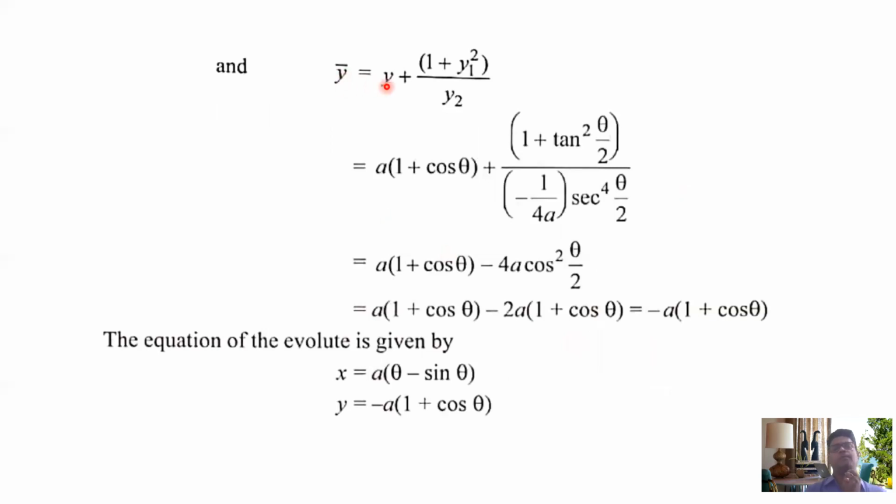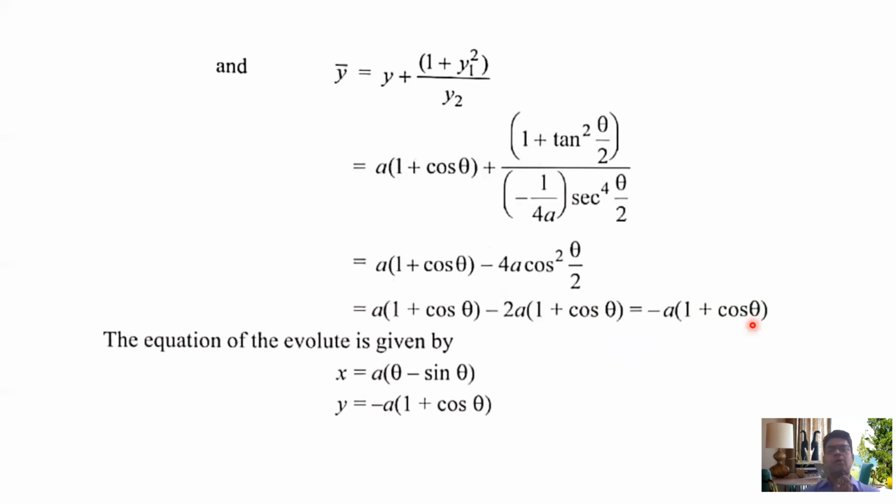y bar is equal to y plus 1 plus y1 whole square by y2, that is a into 1 plus cos theta plus 1 plus tan square theta by 2 divided by minus 1 by 4a sec to the power 4 theta by 2. From here, after simplification, 1 plus tan square is sec square, so the sec to the power 4 cancels with sec square. This sec square is converted to cos, that is 4a cos square theta by 2, so you have a into 1 plus cos theta minus 2a into 1 plus cos 2 theta formula. Then you have minus a into 1 plus cos theta, that is your y bar.